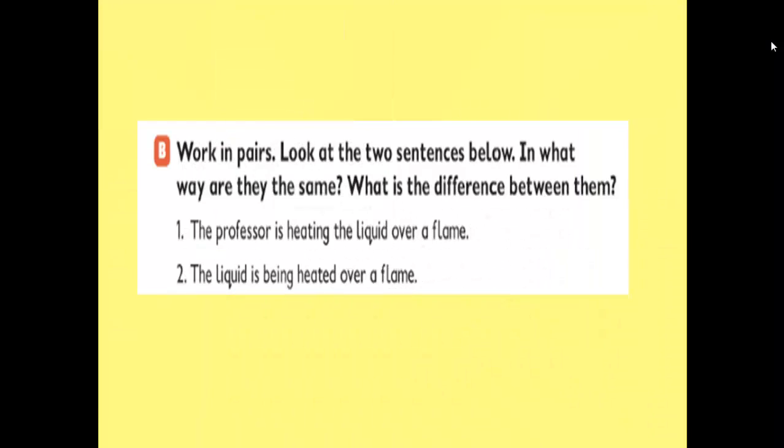Number B, work in pairs. Look at the 2 sentences below. In what way are they the same? What's the difference between them? Number 1, the professor is heating the liquid over flame. 2, the liquid is being heated over flame. So here, what's the main difference between the first and the second sentence?